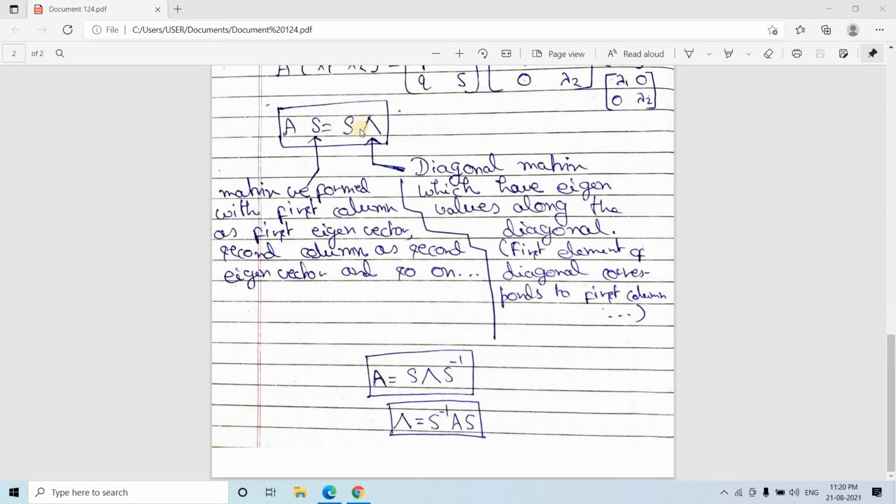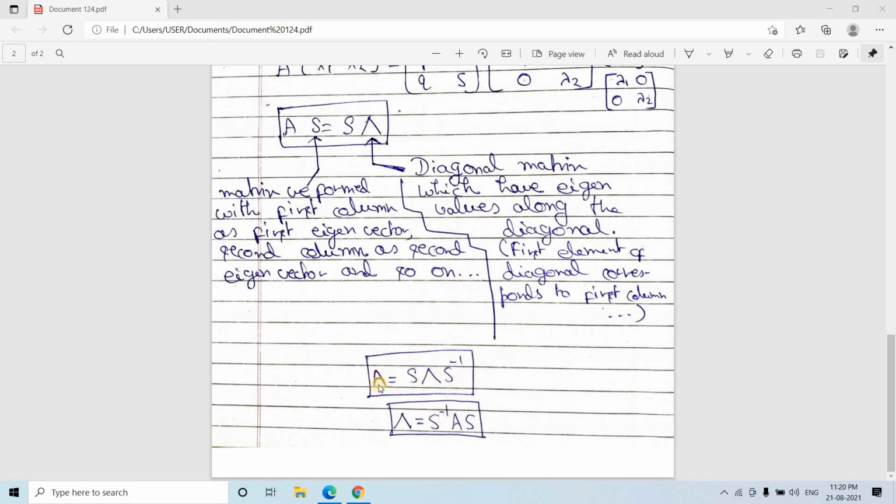Another equation can be, you just pre-multiply by S inverse on both sides. Okay, so on the left hand side you will get S inverse AS equals S inverse S bigger lambda. S inverse S on the right hand side will become the identity matrix multiplied by bigger lambda, which will become bigger lambda only. So we can say that S inverse AS equals bigger lambda. So this is the second equation. Both equations are very important.